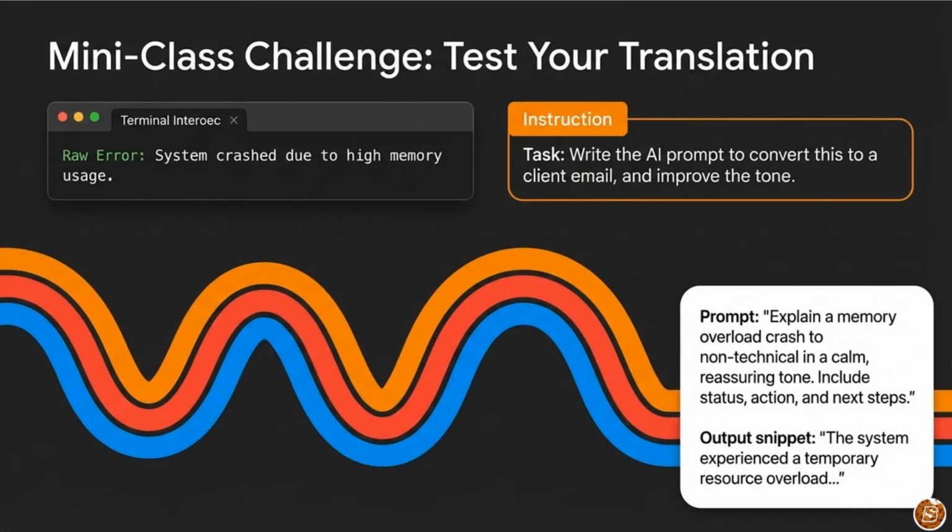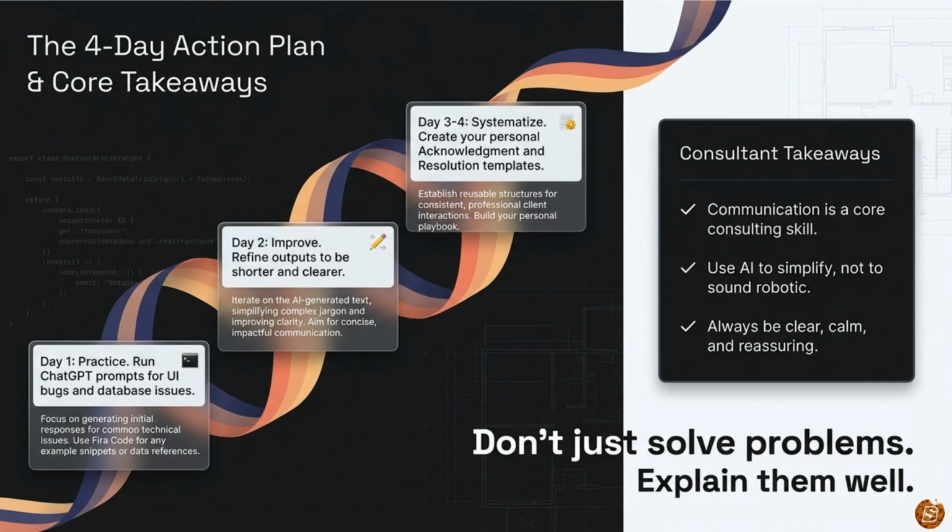Try this challenge. Write an AI prompt that converts a memory overload crash error into a calm, professional client email that follows our core communication rules. Follow this 4-day action plan. Practice daily, refine your outputs, and build your personal templates. Remember, don't just solve problems, explain them well to build lasting trust.